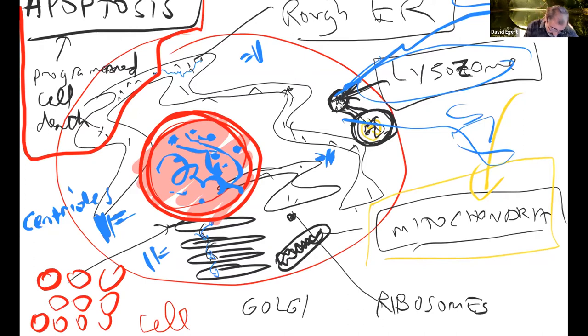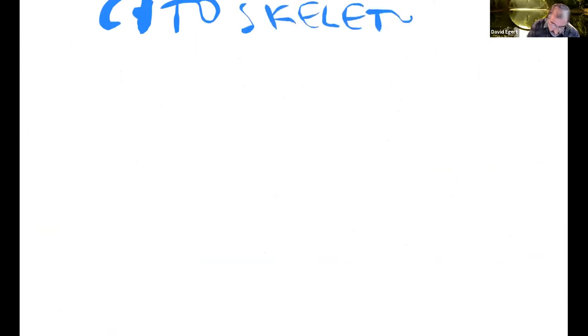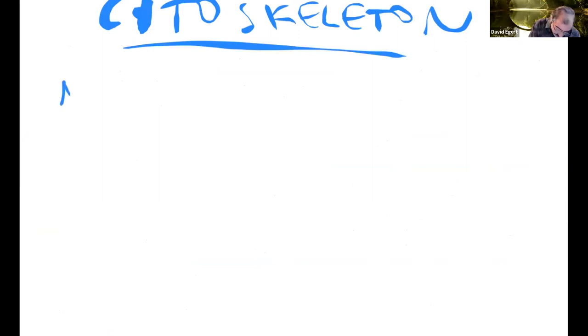These are made out of little things of microtubules. These are kind of like the microtubule organizing centers. They're the things that create the spindle during mitosis. During cell division, yes. So another thing which you should be aware of is the whole cytoskeleton. And a big part of that is microtubules.